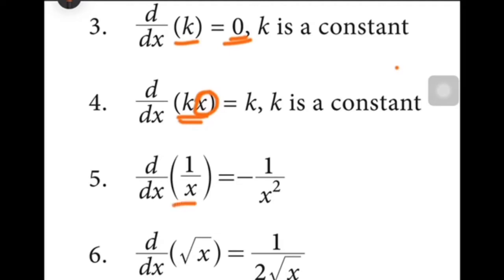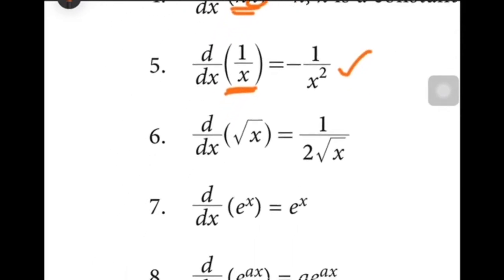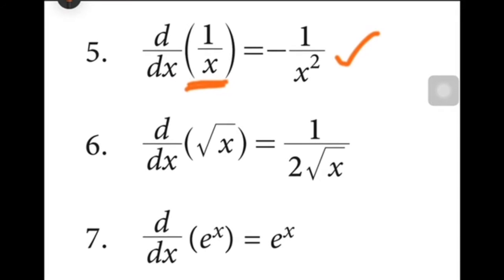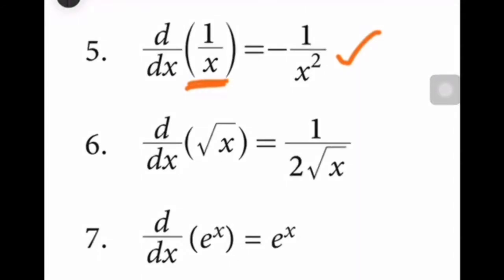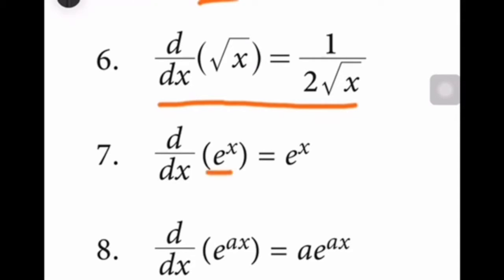d by dx of 1 by x is equal to minus 1 by x square. You will learn the explanation of this derivative in detail in the higher classes. So, d by dx of 1 by x is equal to minus 1 by x square. d by dx of root x is equal to 1 divided by 2 root x. d by dx of e power x is the same, it is e power x.